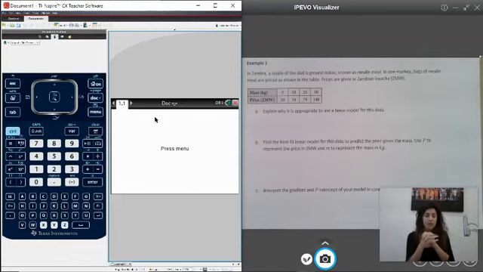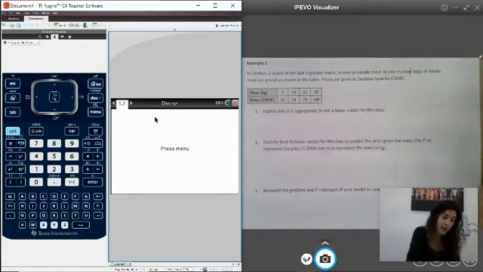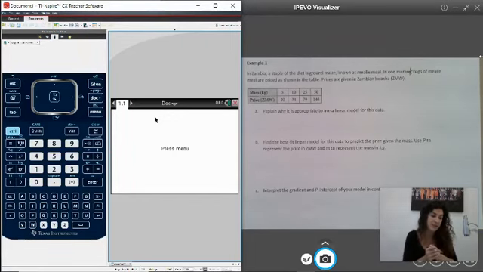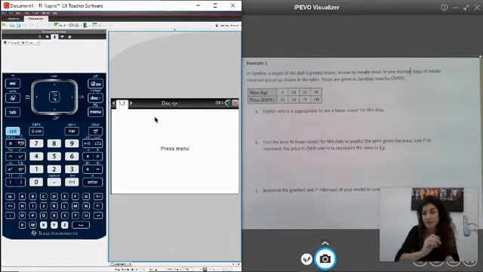Okay. First example, in Zambia, a staple of the diet is ground maize, which is corn, known as mealie meal. In one market, bags of mealie meal are priced as shown in the table. Prices are given in Zambian kwacha, which is written like that. Explain why it is appropriate to use a linear model for this data.